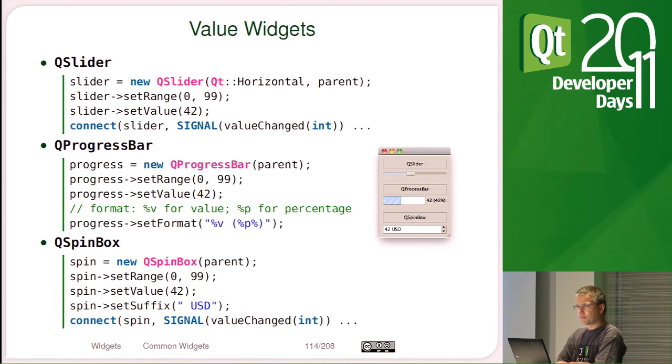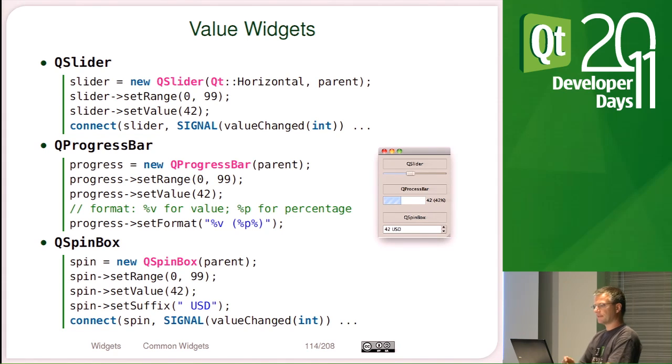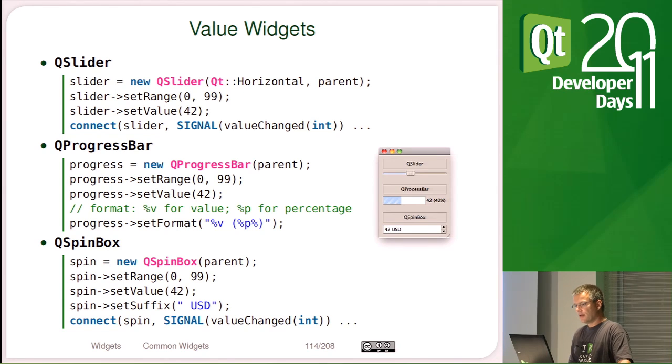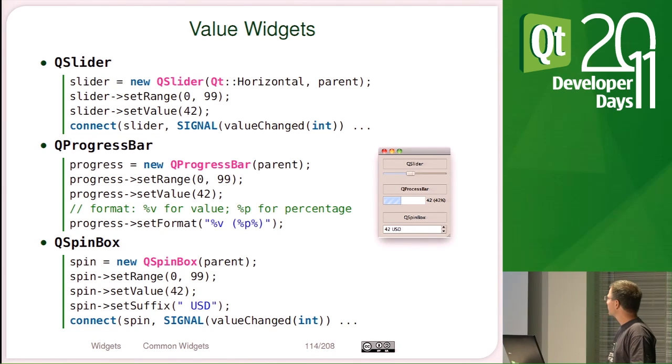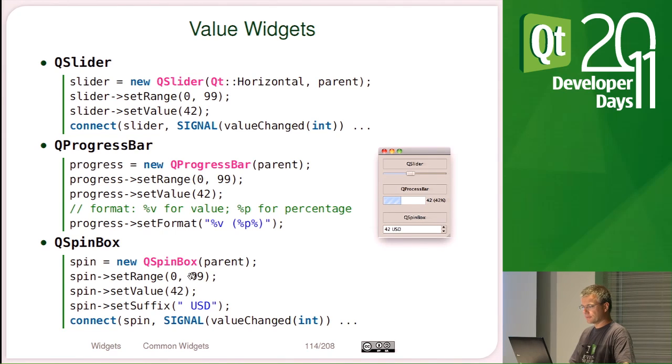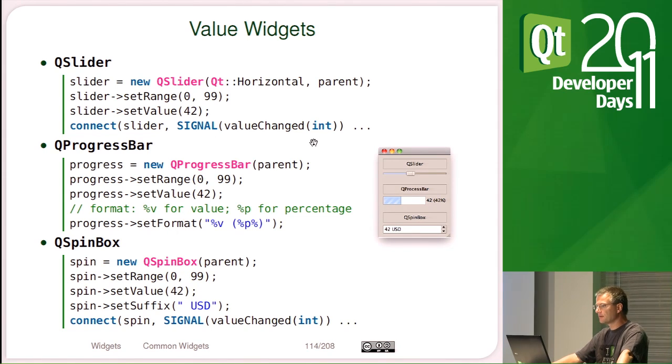So then we have some predefined widgets for values like a slider or a progress bar or a spin box, which nearly have the same API functions. So we can set a range with a minimum and a maximum value, and we can set a current value. So all this applies to all of the three widgets. And whenever the user changes the value, we will be notified by a valueChanged signal.